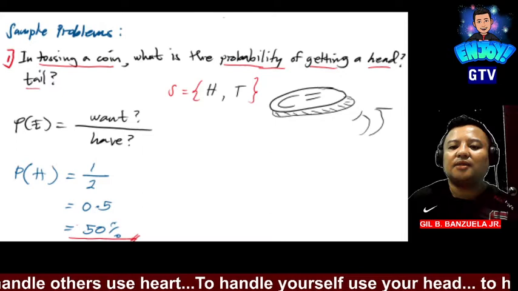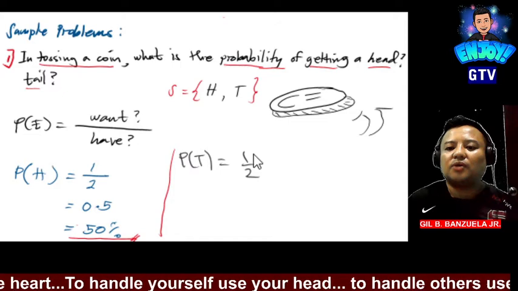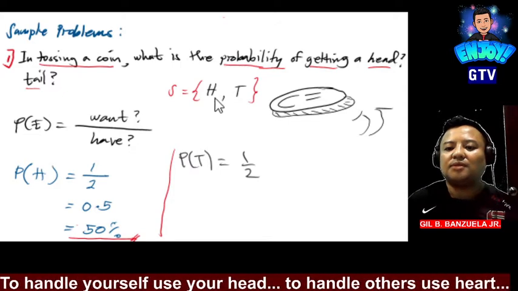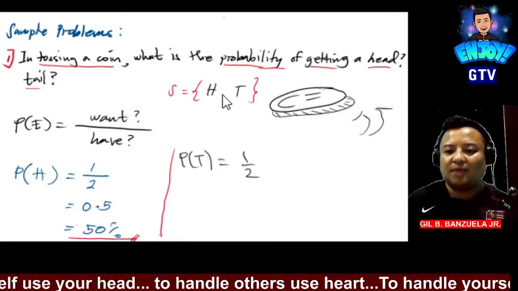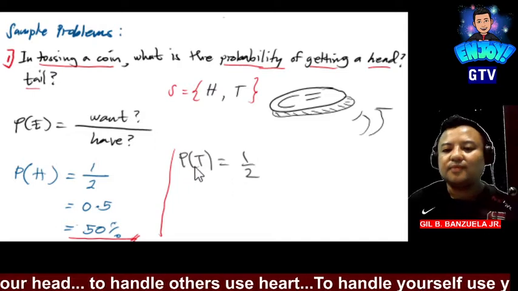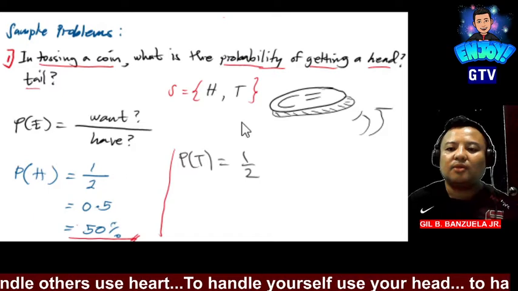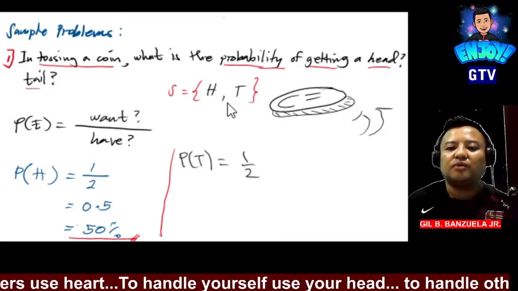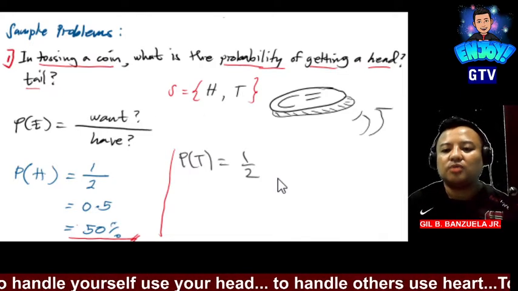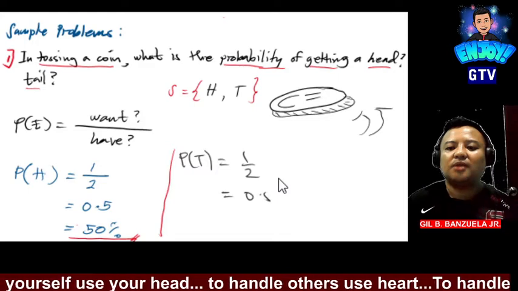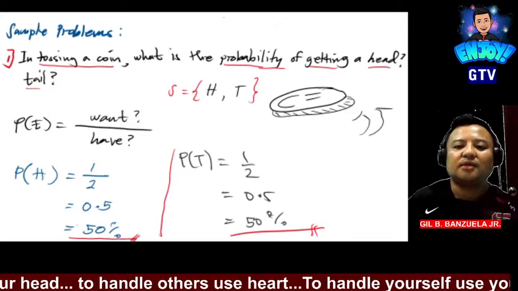Alright, so after getting the probability of getting head, let's deal with the probability of getting a tail. So again, how many tails do we have in our sample space? We only have 1. And how many options do we have? 2. That's why the probability of getting a tail is similar to the probability of getting a head, because there are 2 sample space lang, or there are 2 events that may happen when we toss a coin. It could be a head or a tail. That's why that is equivalent to 1/2, or in decimal 0.5, or simply 50% in percentile.